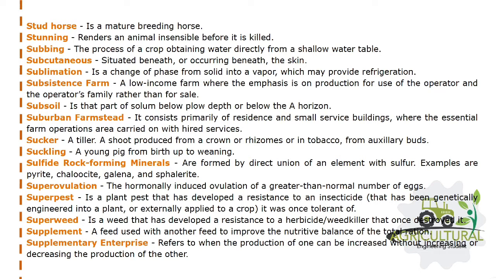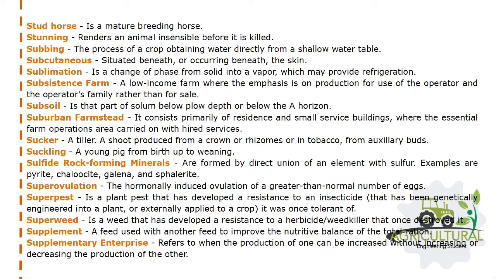Sublimation is a change of phase from solid into a vapor, which may provide refrigeration. Subsistence farm, a low-income farm where the emphasis is on production for use of the operator and the operator's family rather than for sale. Subsoil is that part of soil below plow depth or below the horizon.